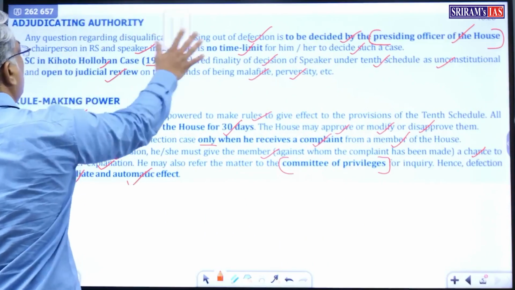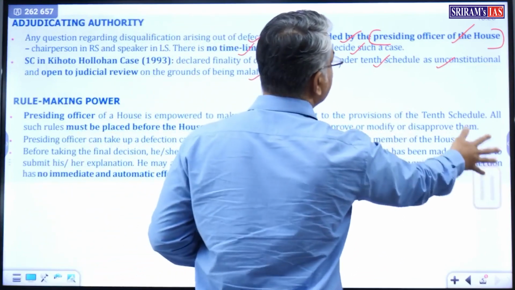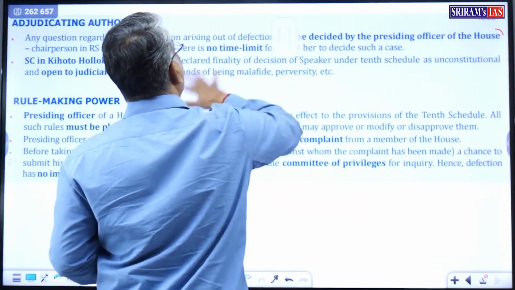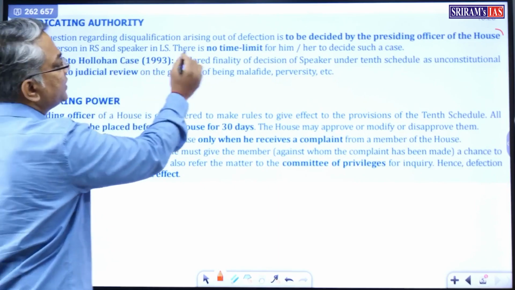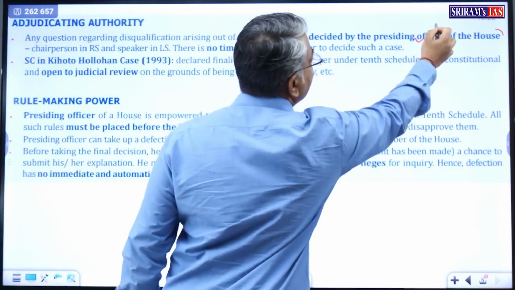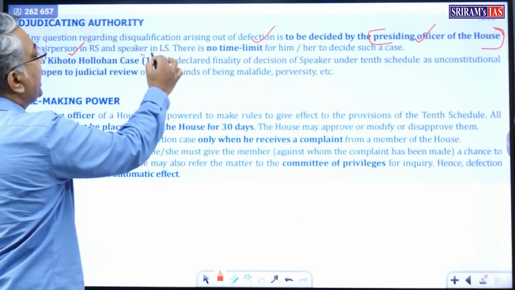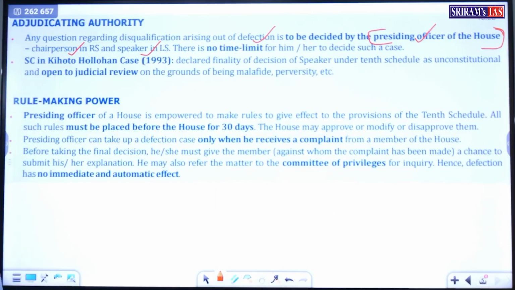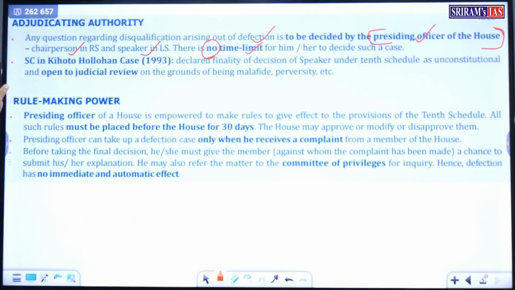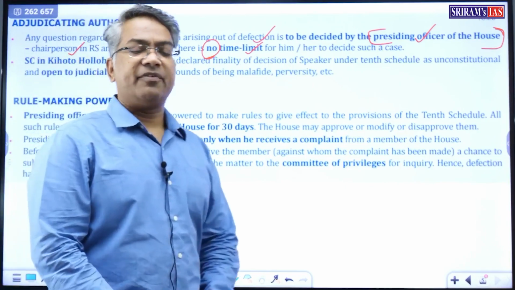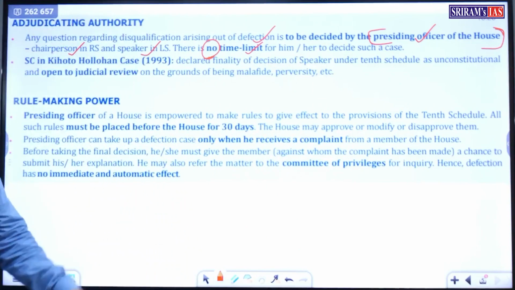So, who is the adjudicating authority? A question of defection, who decides the question of disqualification on the grounds of defection? Any question regarding the disqualification arising out of defection is to be decided by the presiding officer of the house, that is, the chairman in case of Rajya Sabha and the speaker in case of Lok Sabha. Is there any time limit? No, there is no time limit for him or her to decide such a case. The presiding officer is the final authority to decide on the question of disqualification, and there is no time limit for such decision.